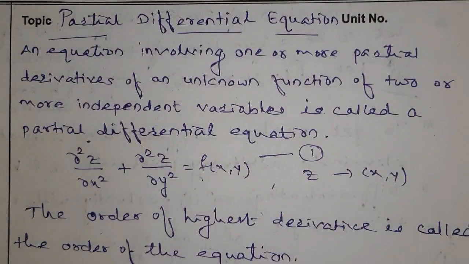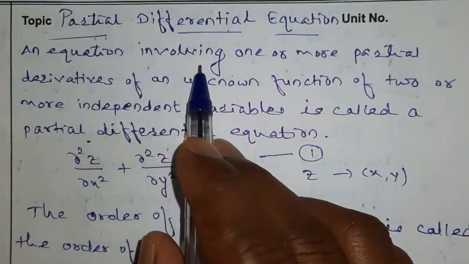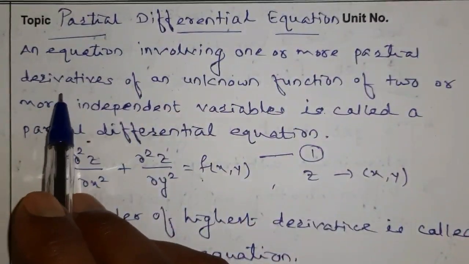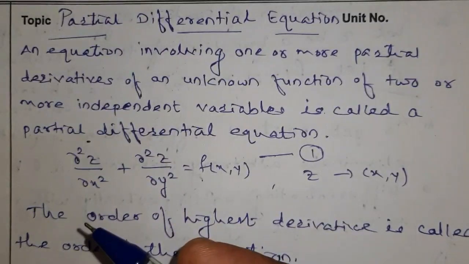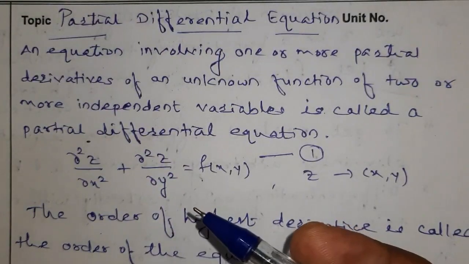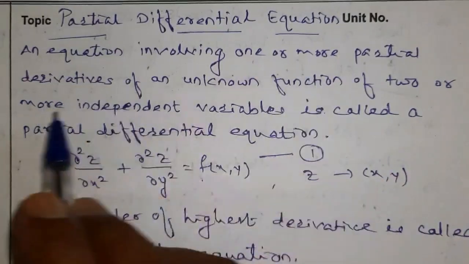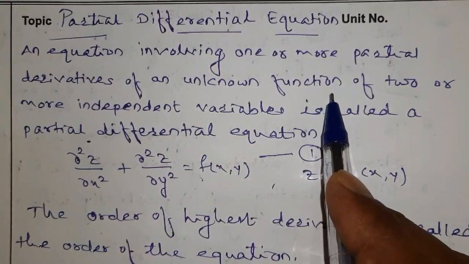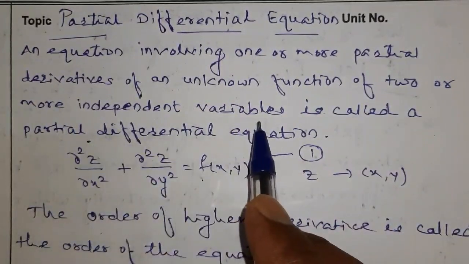So let us see the proper definition of partial differential equation. See here, an equation involving one or more partial derivatives. One or more partial derivatives means what? One derivative we see p, dou z by dou x, q, dou z by dou y. So one or more partial derivatives of an unknown function. Unknown function means z, of two or more independent variables.